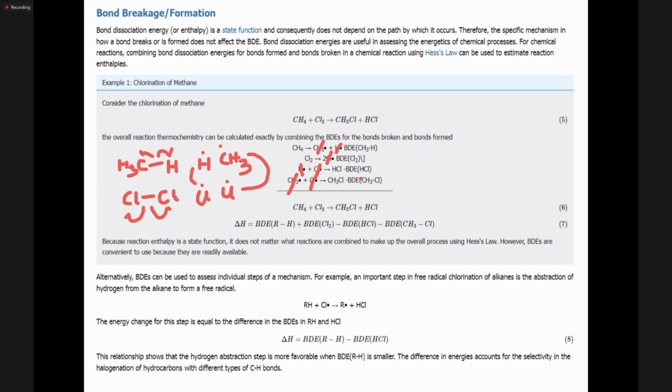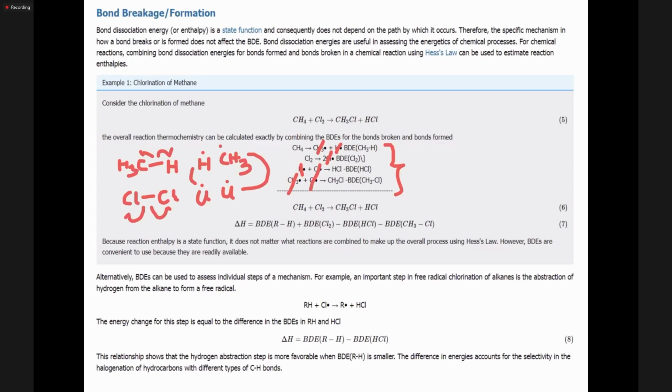Now delta H for the reaction is BDE of RH plus BDE of Cl2 plus minus BDE of HCl and plus minus BDE of CH3Cl. So ultimately, we are having this equation. We are adding all these equations together, and we have the delta H value as BDE of CH3H plus BDE of Cl2 plus BDE of HCl plus minus of BDE of HCl plus minus of BDE of CH3Cl.